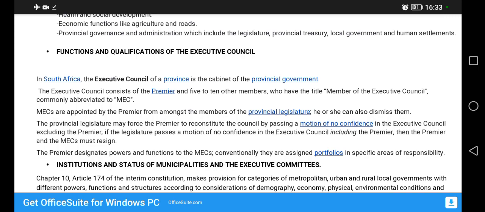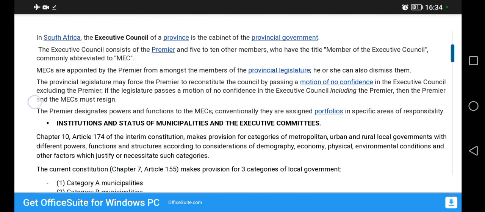They're appointed by the premier, right? And the same premier who appoints those 10 members can also dismiss them, meaning he can also fire them and say, hey, Lerato, I no longer need your services. I now prefer Mpho to take your part. You see? So MECs are appointed by the Premier from amongst the members of the provincial legislature. He or she can also dismiss them. The provincial legislature may force the Premier to reconstitute the council by passing a motion of no confidence in the Executive Council, excluding the Premier.